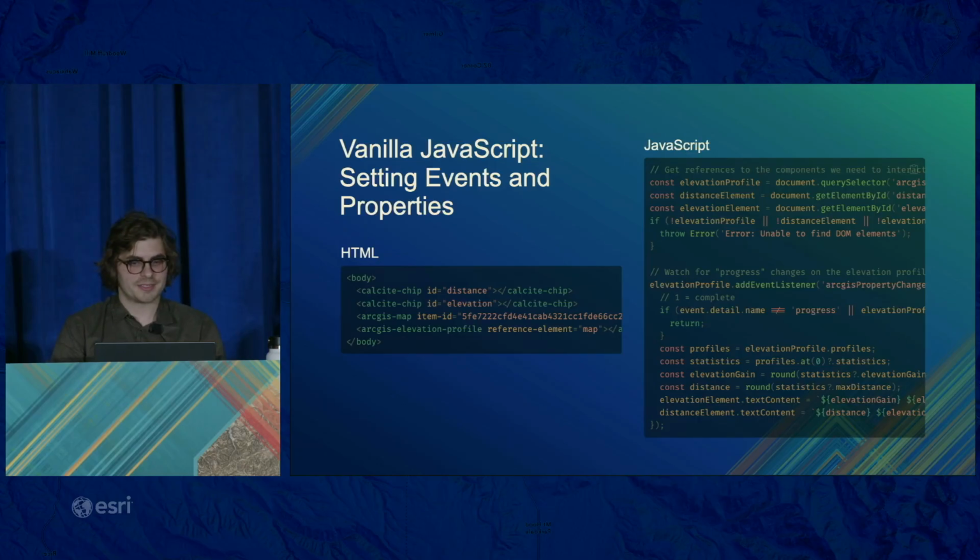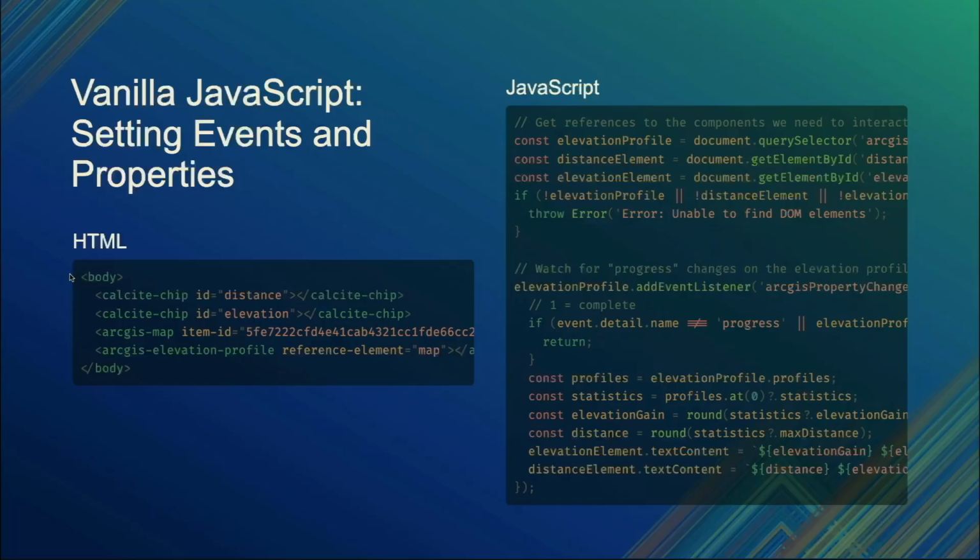I want to highlight that difference. So I kind of trimmed down the HTML and JavaScript from the vanilla example, and we have our two chips, and we have our web components, the ArcGIS map and ArcGIS elevation profile, and then we have all the JavaScript on the right. We're using these document query selectors to get those elements, and then we act on those elements from the DOM. So we add an event listener, we check if we found them correctly, and then we update their content when the event fires.